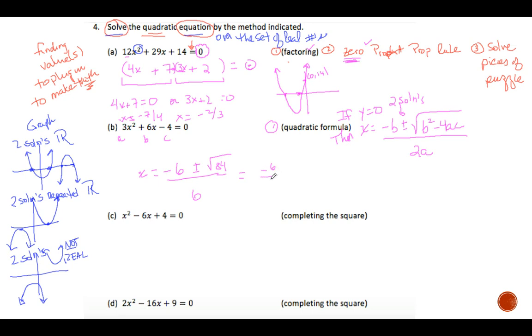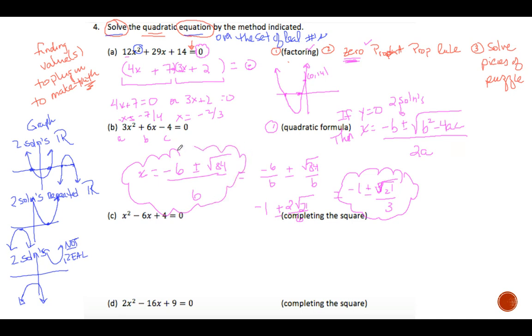This is -6 on top of 6, plus and minus the square root of 84 on top of 6. So this is -1 plus or minus, and there's a 4 in there, and pulling a 4 out of a radical gives me a 2 over the square root of 21 over 6. But then that, of course, is equal to -1 plus or minus the square root of 21 over 3. You do not have to simplify or rewrite what you get out of the quadratic formula unless somebody makes you.